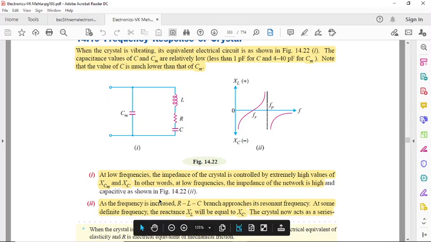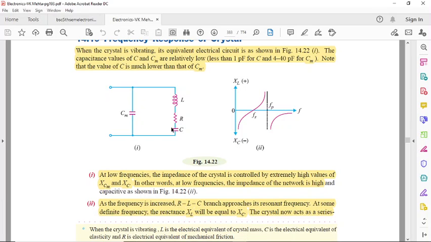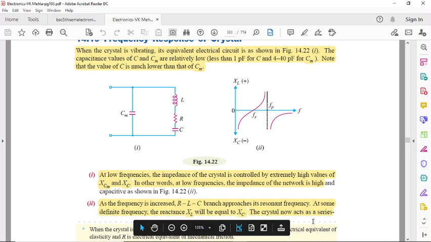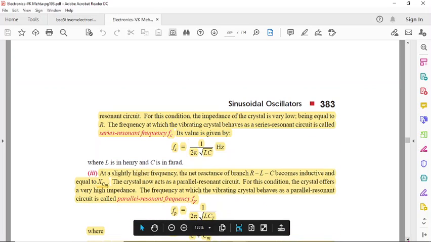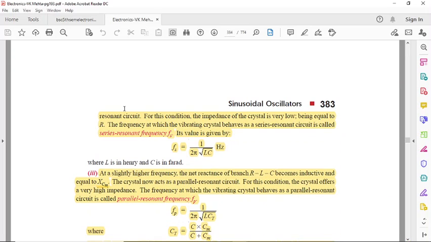As the frequency is increased, RLC branch approaches its resonant frequency. At some definite frequency, the reactance XL will be equal to Xc. The crystal now acts as a series LCR circuit, resonant circuit. For this condition, the impedance of the crystal is very low, equal to R. The frequency at which the vibrating crystal behaves as a series resonant circuit is called series resonant frequency Fs. Then the frequency is 1 by 2 pi root LC.